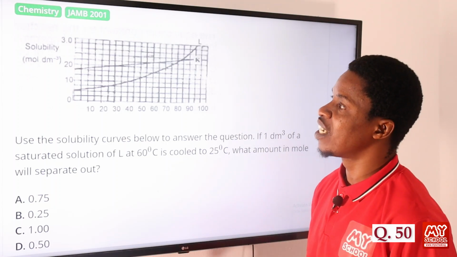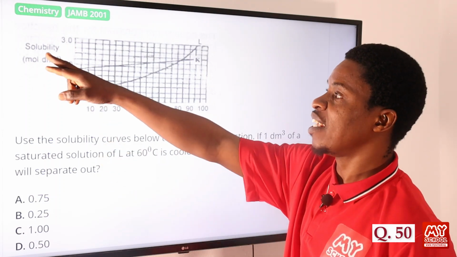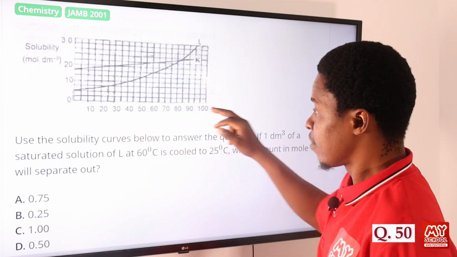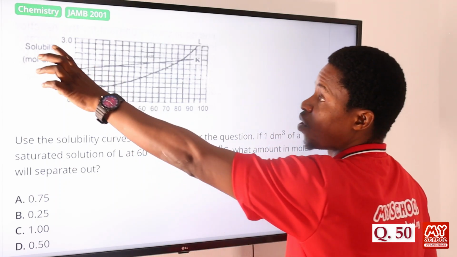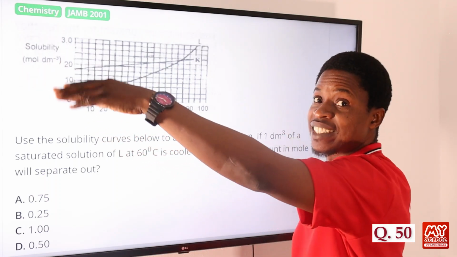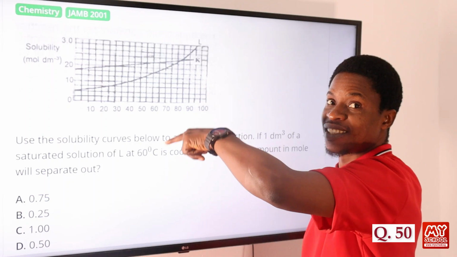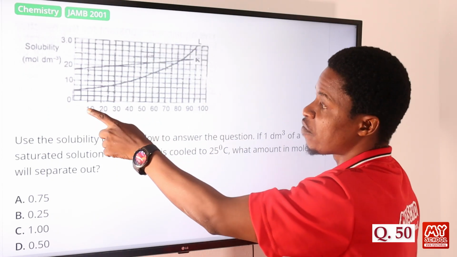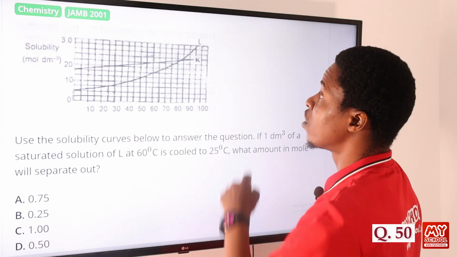So all we need to do here is that we have, of course, a solubility curve. It's usually a curve of solubility plotted against the temperature. So this is temperature, this is your solubility. There was a question they asked: solubility is always plotted against what? Temperature. So this is the temperature, and we have 10, 20, 30, 40, 50, 60, 70, and so on to 100.